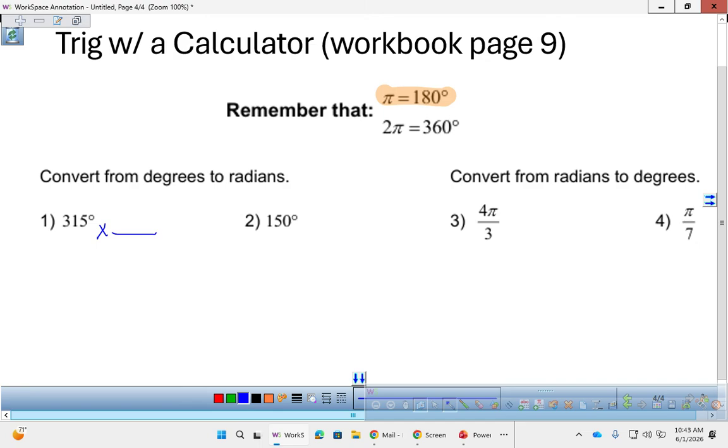In this fraction is going to be a pi and 180. It's just a matter of where the pi and the 180 go, and that's going to change depending on what you're trying to convert.